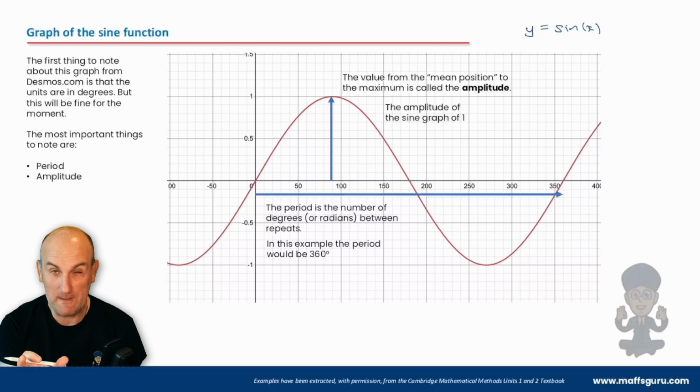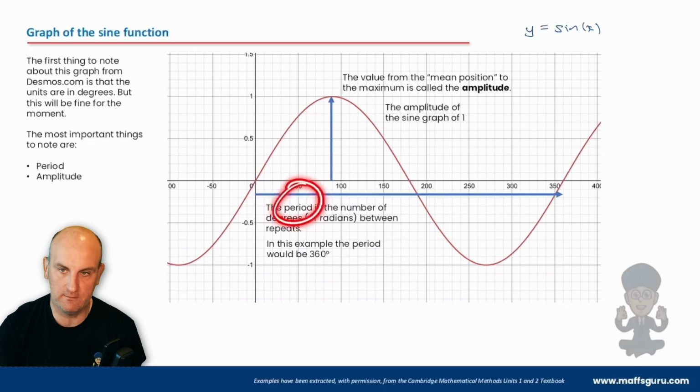Now, that repetition, that time between repeats, we've called the period in mathematics, all right? And it's either the number of degrees or radians that it takes before the sine curve repeats. So in this example, it's going to be 360 degrees.